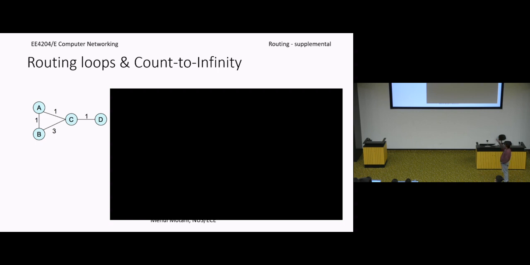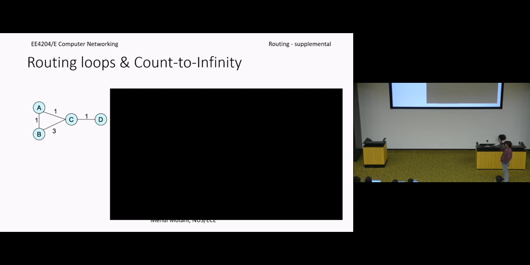So, B will tell C, I have a route to D. C will say, oh, my friend B has a route to D, and they will try to use it. And Poisson reverse C will then lie to B. But B is not using C. B is using A.